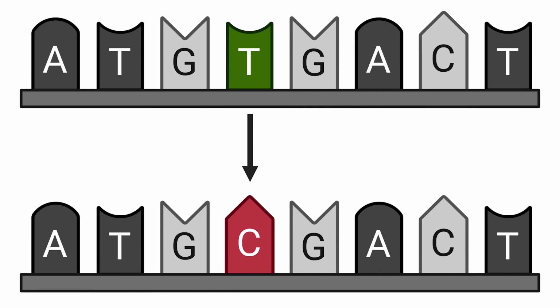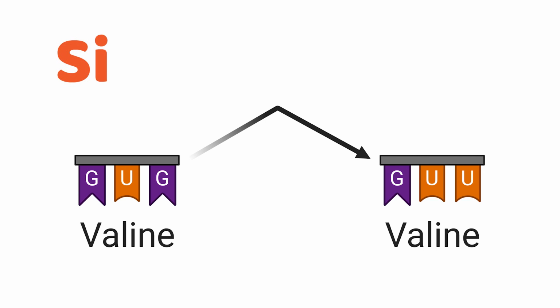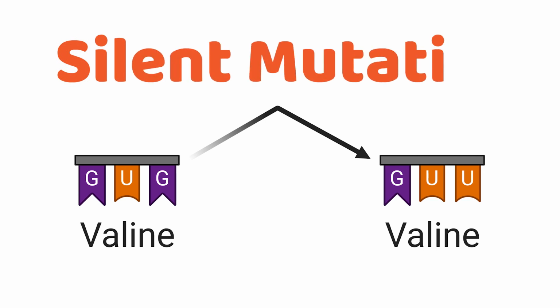These types of mutations can result in disease, like sickle cell anemia, where a change from A to T changes the endpoint amino acid from glutamine to valine, causing the protein to malfunction. However, not all mutations cause disease, or even have any effect at all. Some are called silent mutations. Silent mutations occur in places that either don't affect the final protein product, or don't affect the function of its section of DNA.